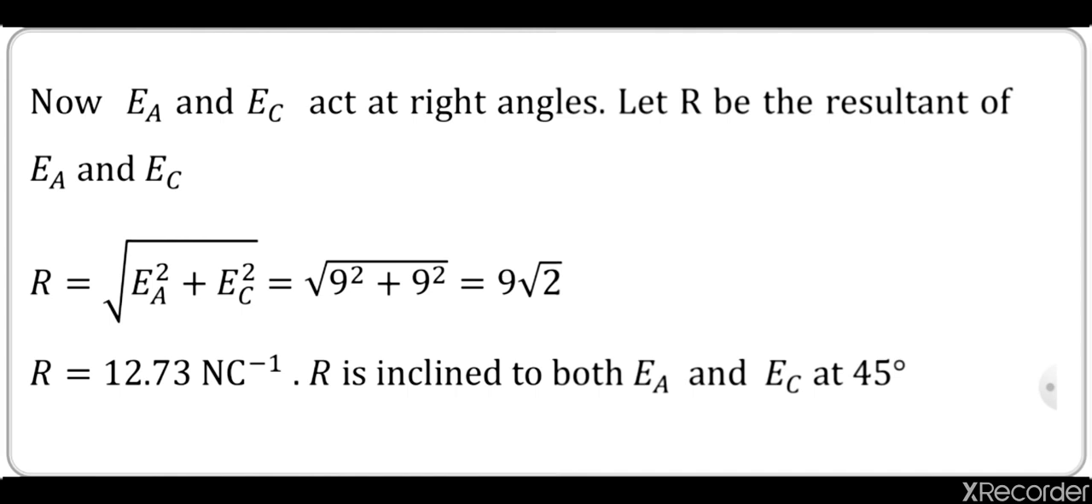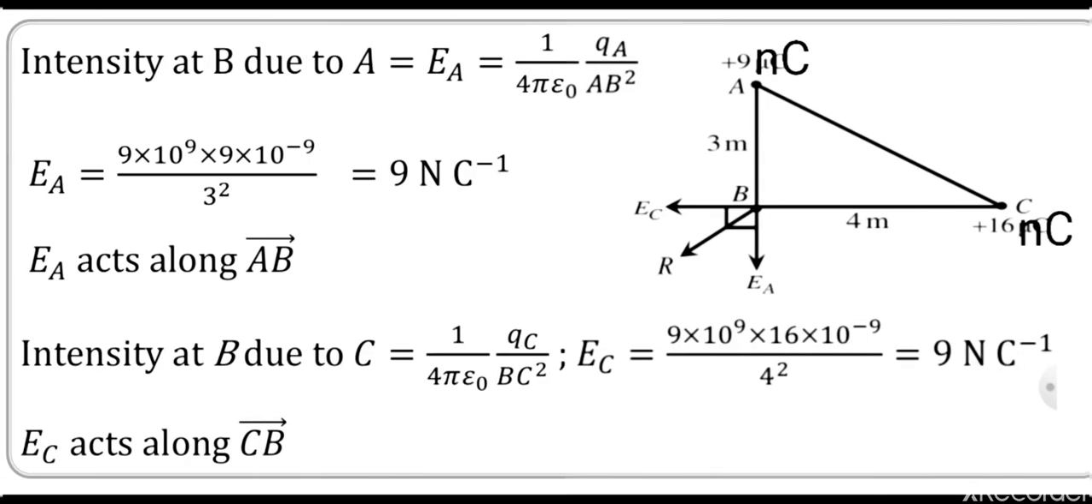The resultant value we get is square root of 9 square plus 9 square. After solving, you will get 9 root 2. Solve it, the resultant will be 12.73 Newton per coulomb. And this resultant electric field is inclined to both EA and EC at 45 degree. You can see it in the picture. With respect to EC it is 45 degree, with respect to EA it is 45 degree. Totally it is 90 degree, the resultant angle.